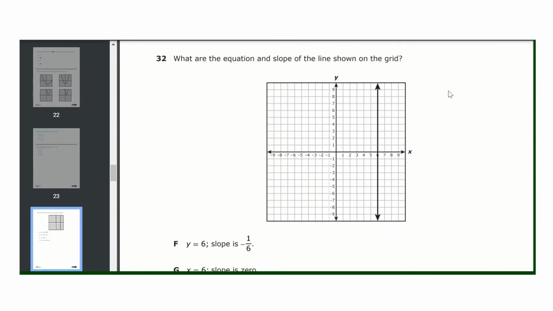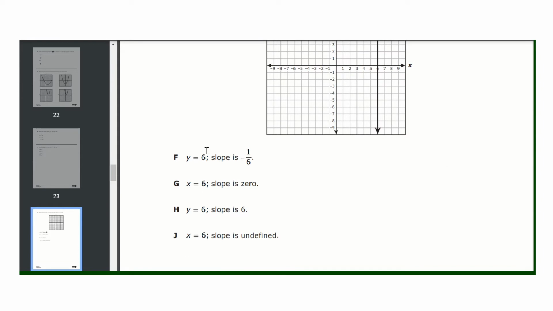Number 32. What are the equation and slope of the line shown on the grid? Is it F, y equals 0, and the slope is negative 1/6? G, x equals 6, slope is 0. H, y equals 6, slope is 6. Or J, x equals 6, slope is undefined.